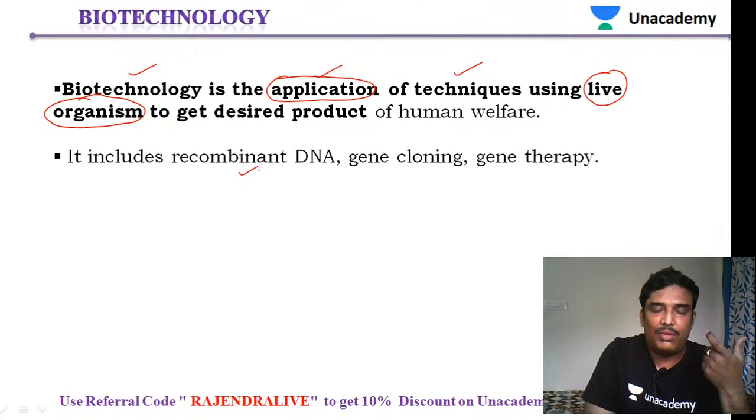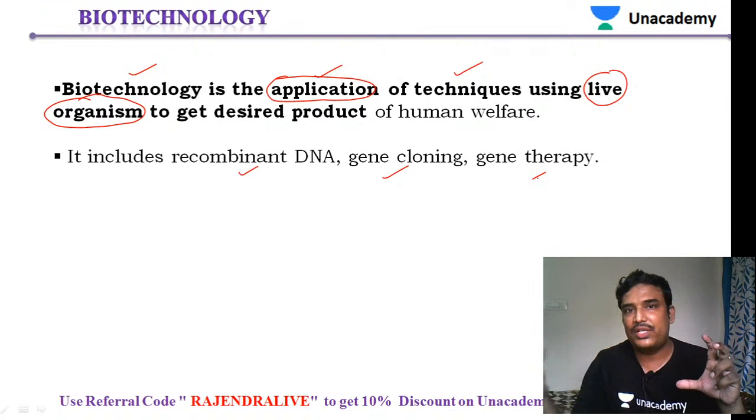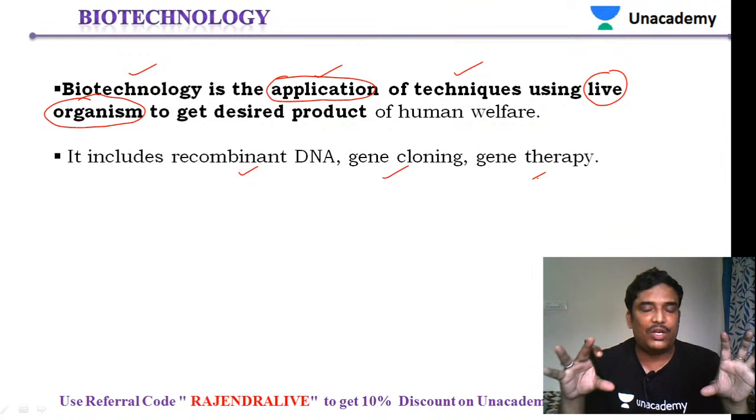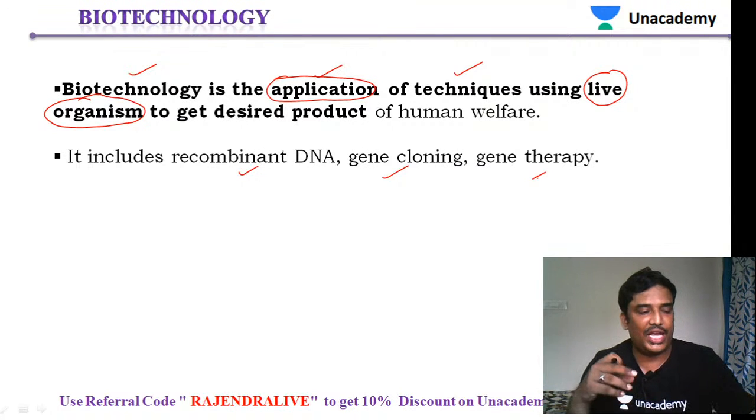So what does biotechnology actually involve? It includes recombinant DNA technology, gene cloning, and also gene therapy. You have to remember these three terms. In multiple choice questions they will ask you what biotechnology includes. It includes recombinant DNA, gene cloning as well as gene therapy. These are part of biotechnology, students.